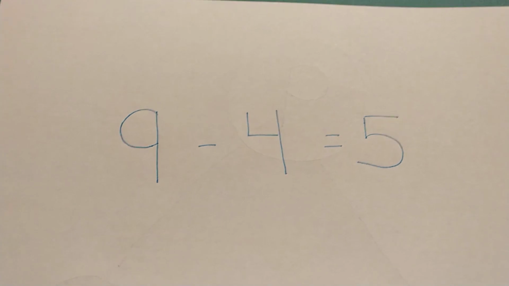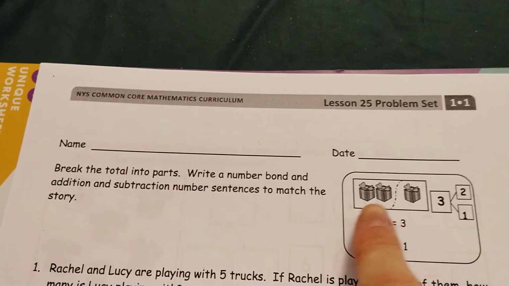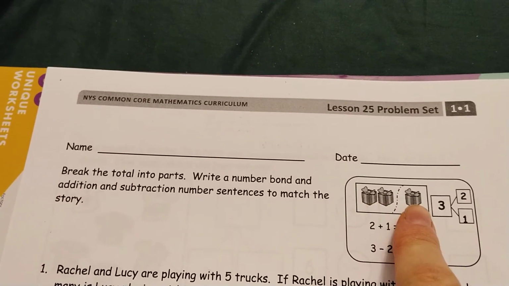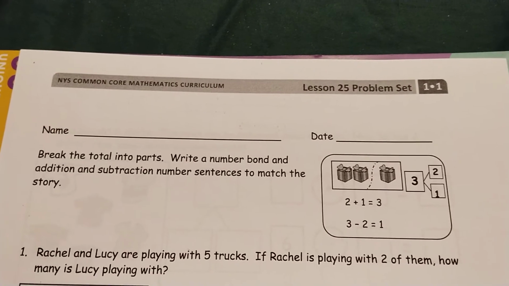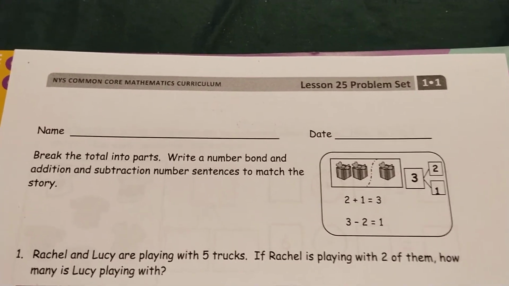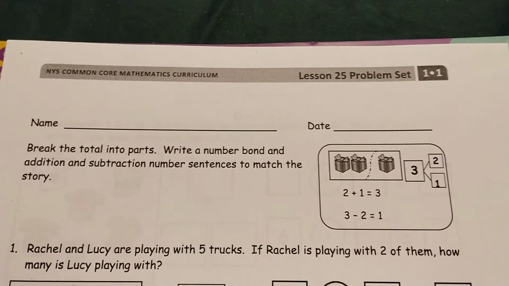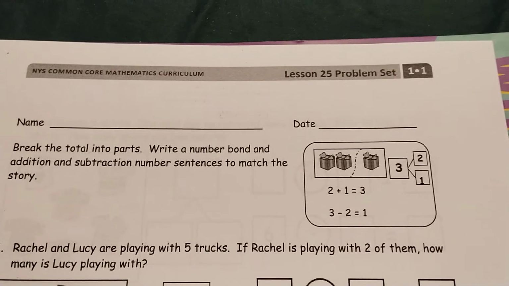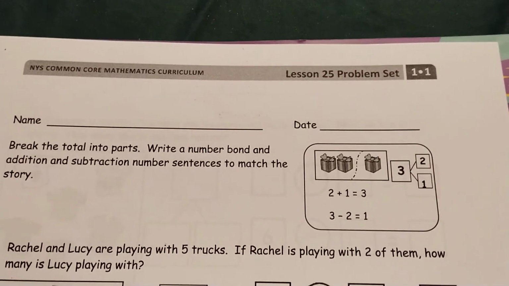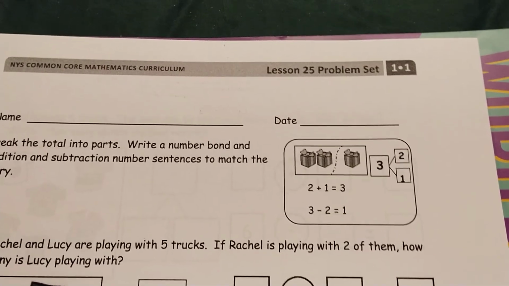So for the first worksheet, we're going to be given a total, which in this case is 3 presents, and we're going to break the 3 into 2 parts. And they kind of drew a little dashed line dividing the 3 into 2 presents and 1 present. So the whole is 3, but the parts are 2 and 1.